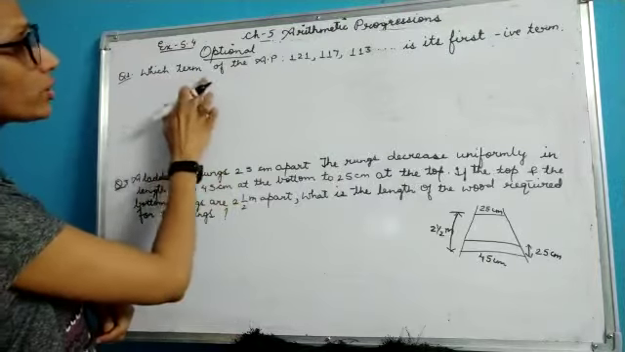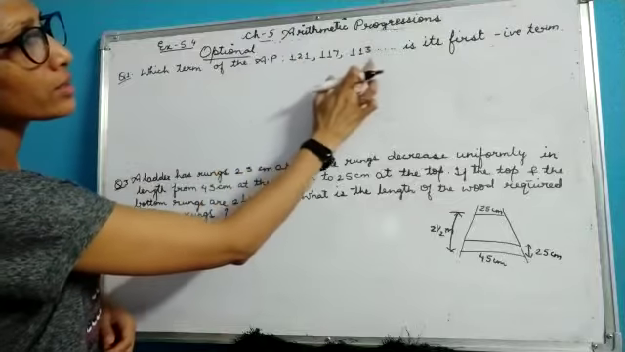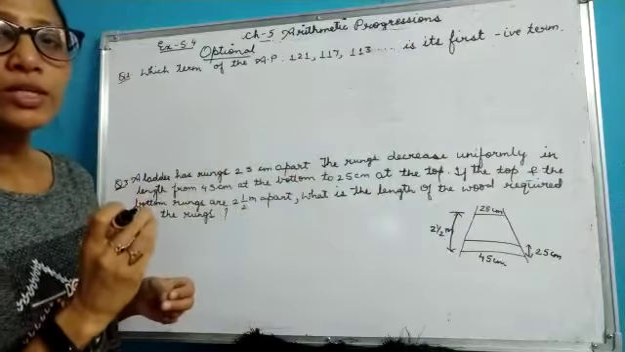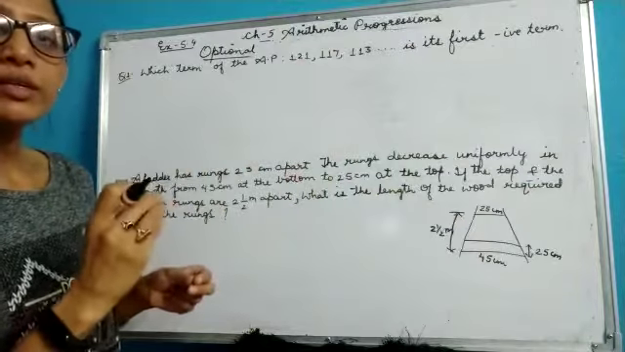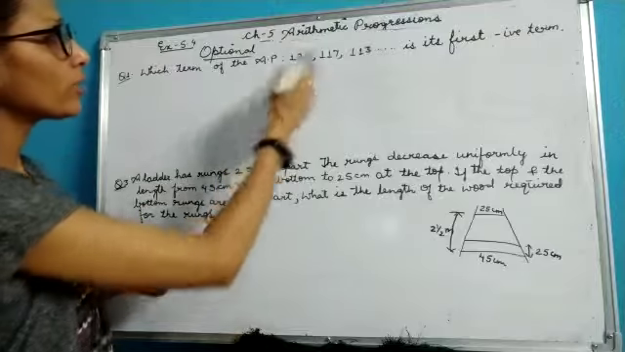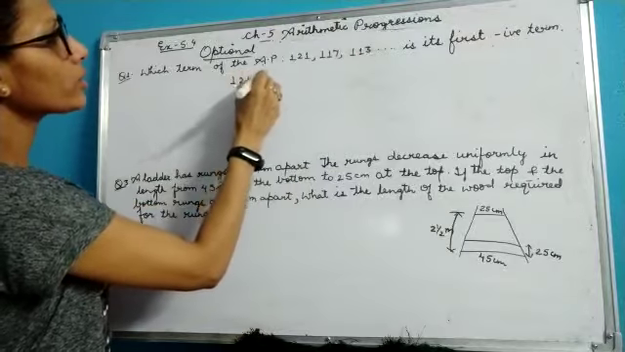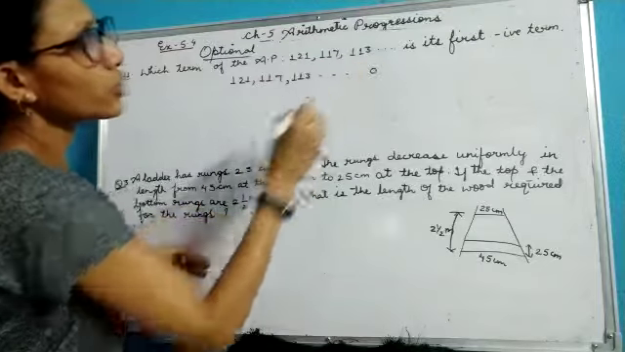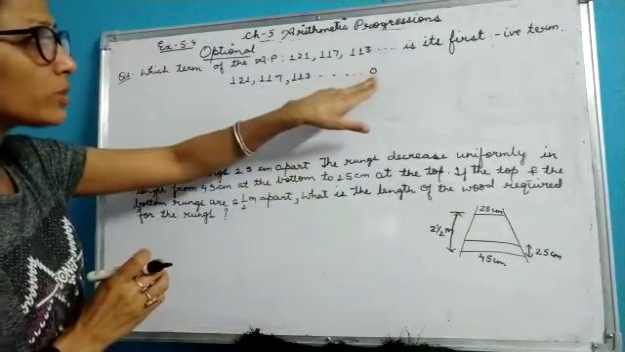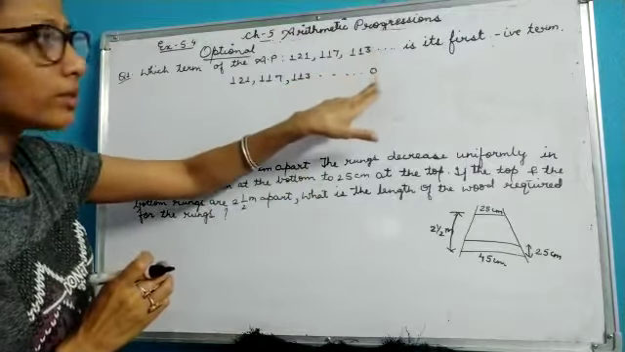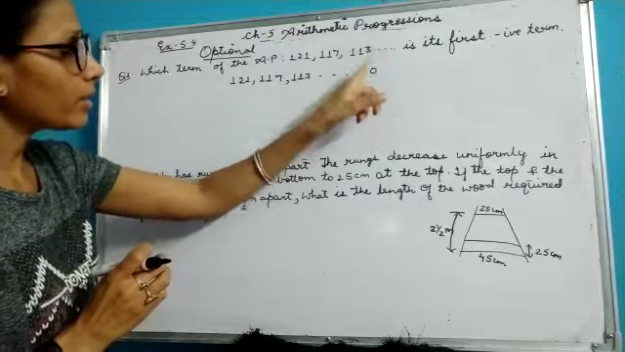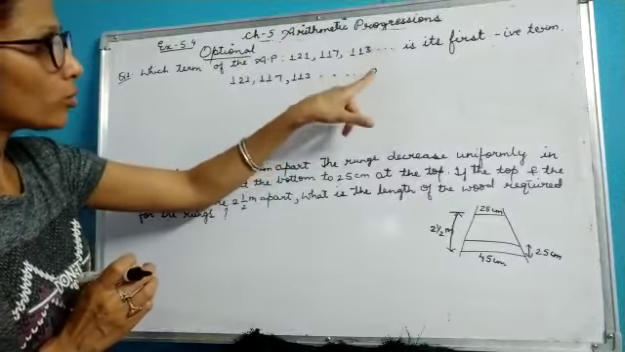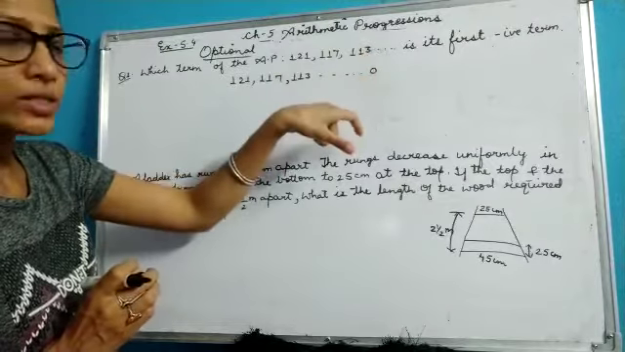It is given: which term of the AP is its first negative term? That means we need to find out the term from where the negative terms start. So we can suppose this AP ends at 0. So I'll find out at which term 0 exists, and wherever 0 exists the next term will be your negative term. So I'll find out where this 0 exists.